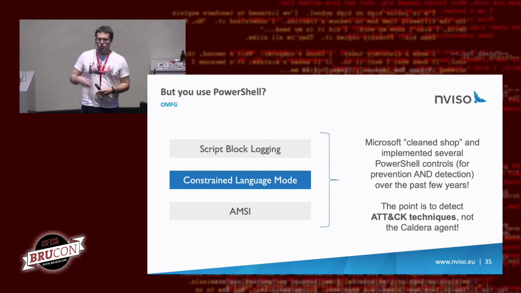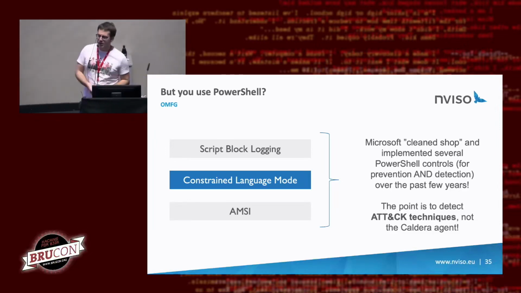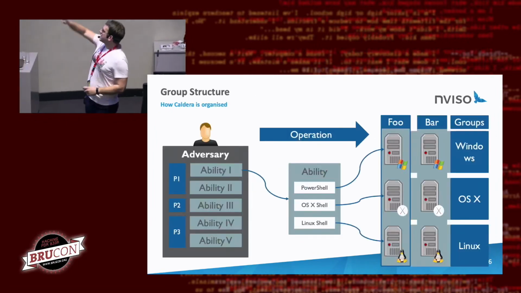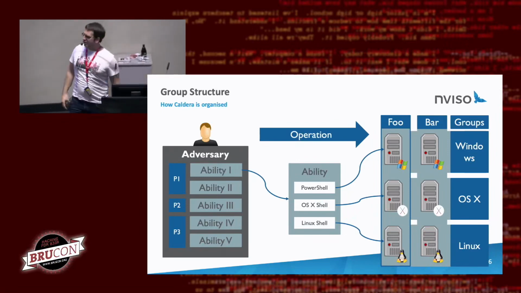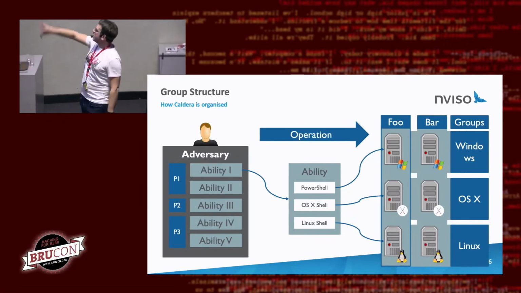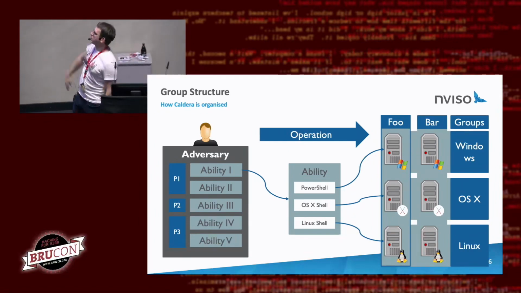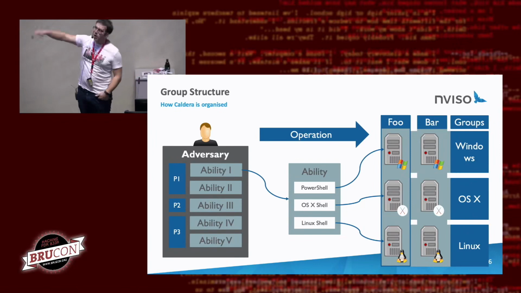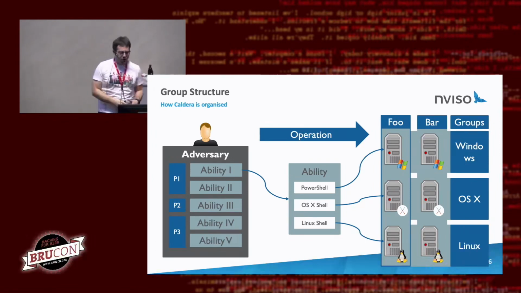So the idea here is not to detect the actual agent, but to detect and to see how well the techniques are being blocked or detected. So that's the entire thing in one very impressive slide, if I say so myself. All of the abilities there, and then you can see, okay, is it PowerShell, OS X, or Linux? And then it starts running onto the different groups. Can be groups that you name custom, like foo and bar. Could be Windows, OS X, or Linux, and so on. All depends on what you're trying to achieve.